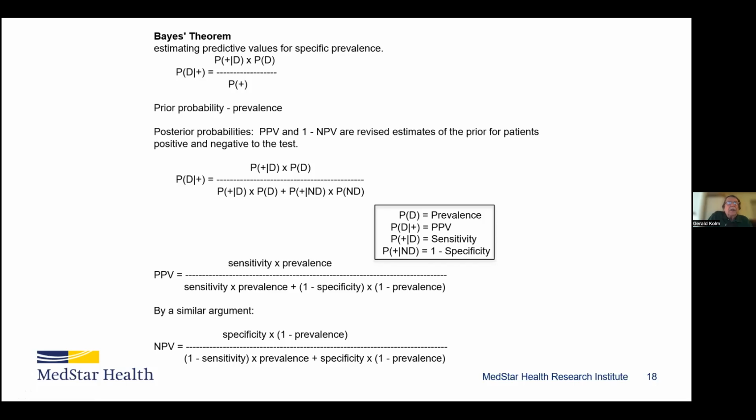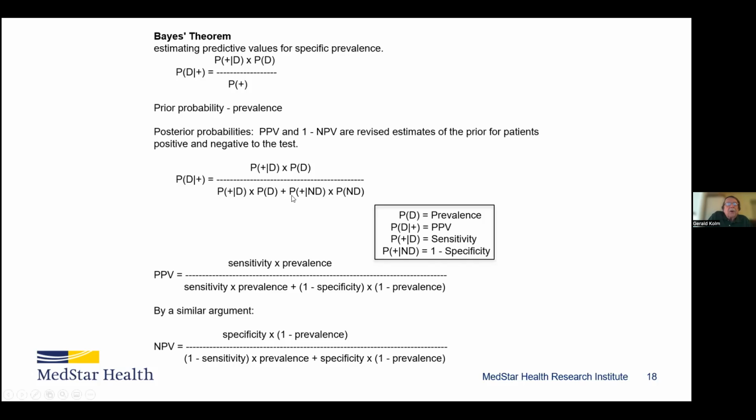If we look at the positive predictive value and 1 minus the negative predictive value, they're the revised estimates. So these are our posterior probabilities that we want to calculate. We do that for, in this case, the probability of disease given a positive test. In other words, the predictive value of our test: the probability of disease given a positive test.